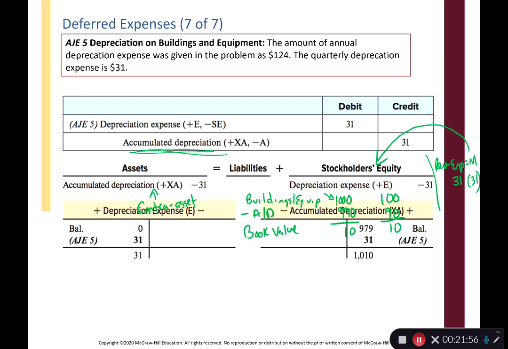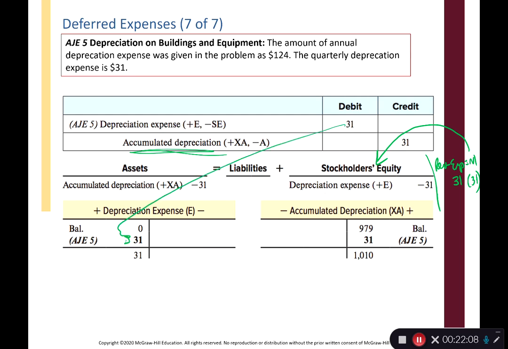Then we post it. Let me erase my writing here so you can get a better view of our posting. We can see the depreciation expense is going up by the 31, and then our accumulated is also going up by 31, but because it's a negative asset, it makes assets go down. And this 1010 balance would be the total amount of my long-term assets that I've used up since I purchased them.